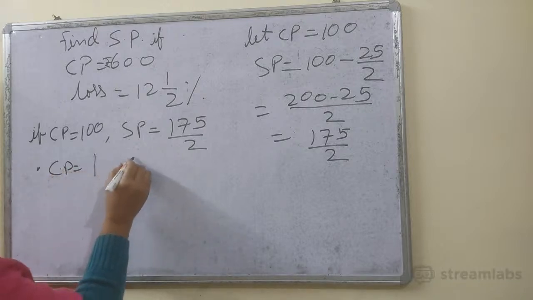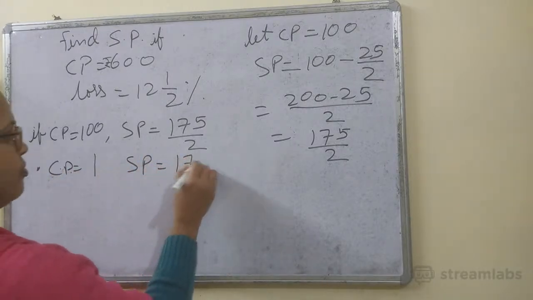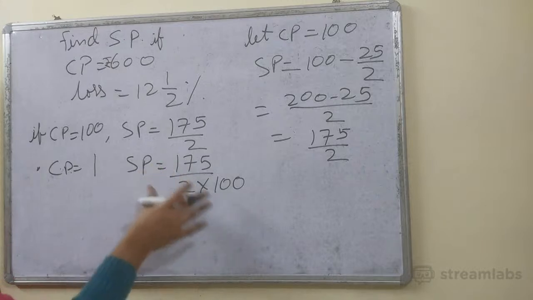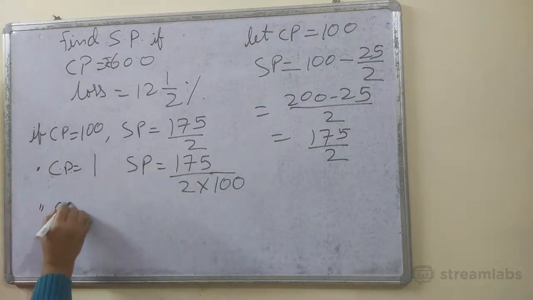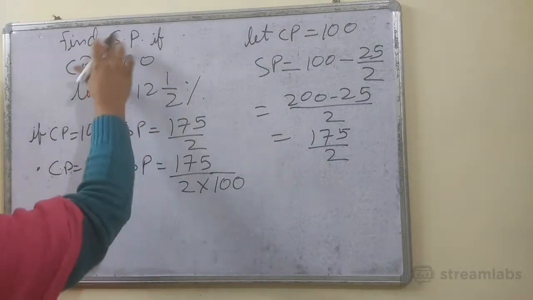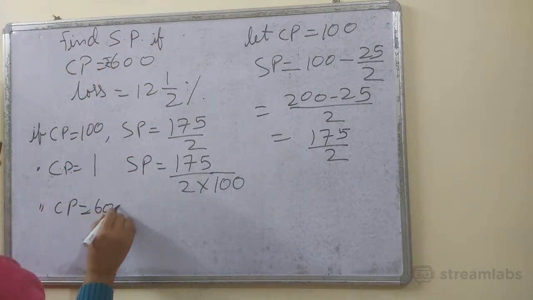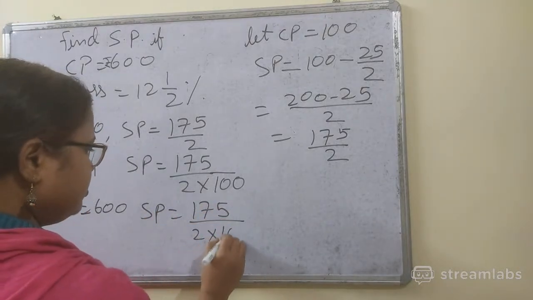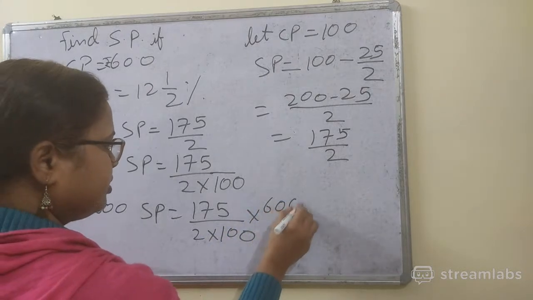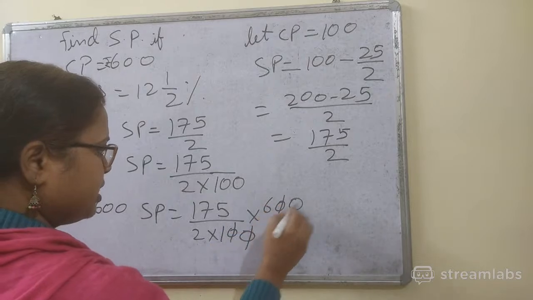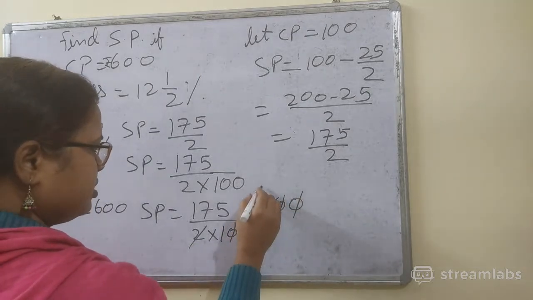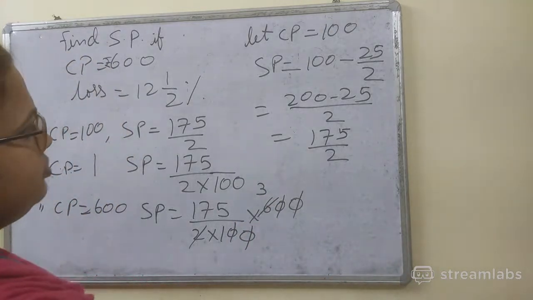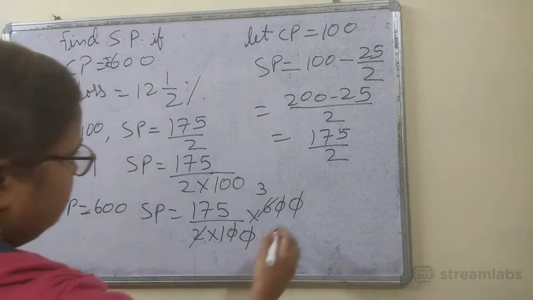If CP is 1, then SP will be equal to 175 by 2 into 100. Then if CP is 600, which is given here, and we have to find the SP, then SP will be equal to 175 by this one into 600. So this and this cancel.